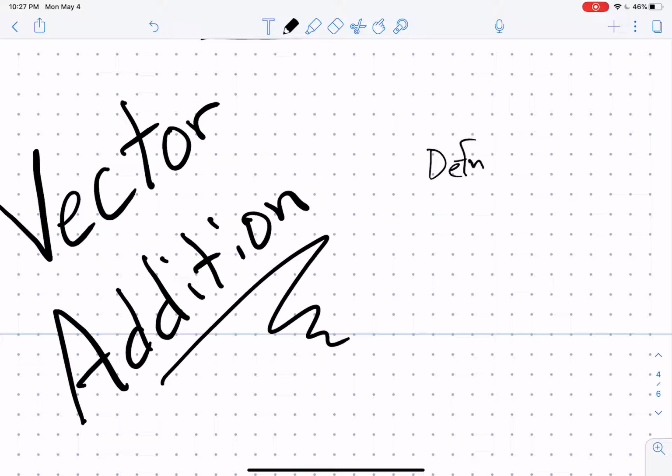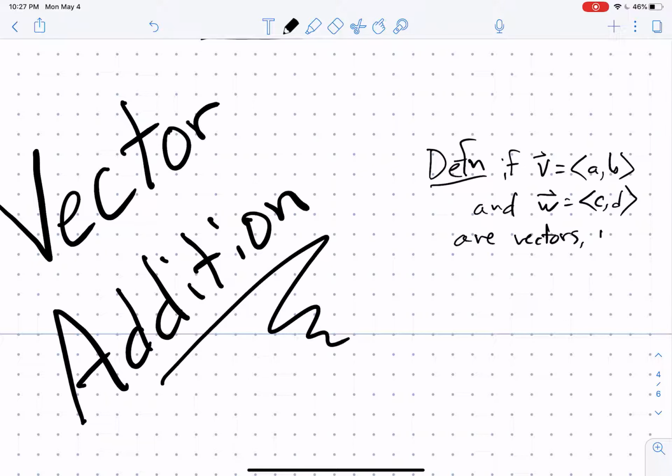Definition. Suppose that we have V, let's call that one (A, B), and W, that's another vector, we'll call that one (C, D), are vectors. Then the addition, V plus W, is going to look like this. If we take that (A, B) and we add on (C, D), we add them simply component-wise. That is, we add the x coordinates and we add the y coordinates together. So this thing is equal to (A plus C, B plus D).